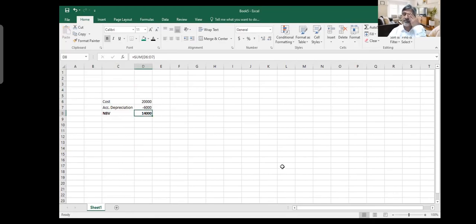Then there are other valuation methods of an asset. You remember that assets are valued at historical cost method or cost method, which we used here. There is something which we call here NRV, okay? Or it is also called realizable amount.